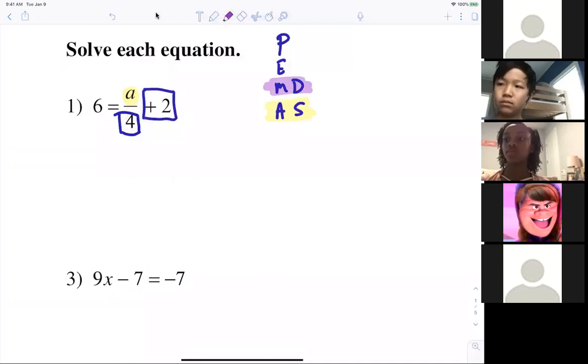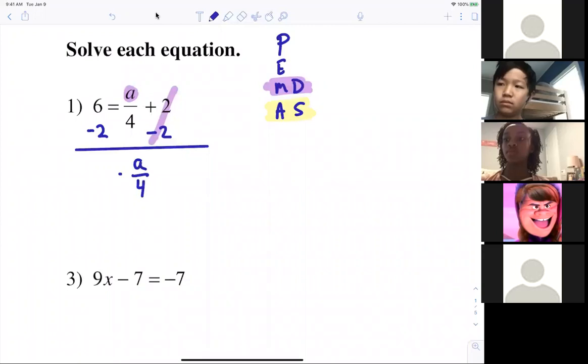Going backwards. So now what I want to do is I want to come over here. And I know I'm solving for A. So to undo a +2, we're going to subtract 2 from both sides. Now this is what I want on Notability. Now these cancel. So I'm left with A over 4, and 6 minus 2 is 4. Now what I need to do is undo the dividing by 4. So to undo division, we multiply both sides by 4.